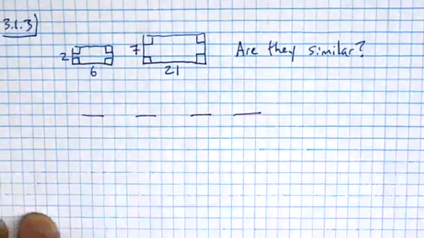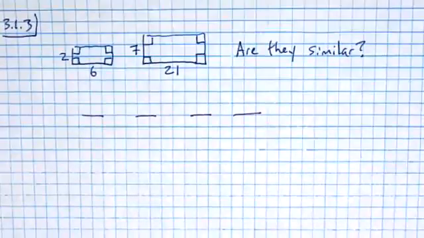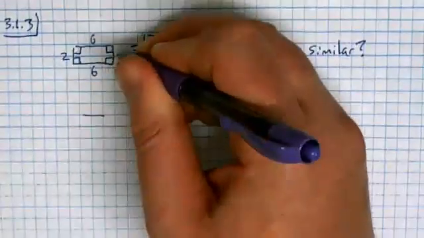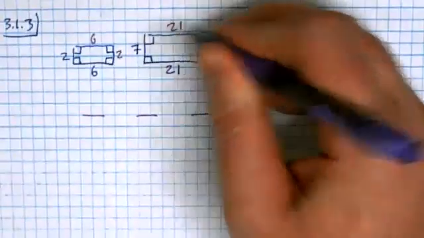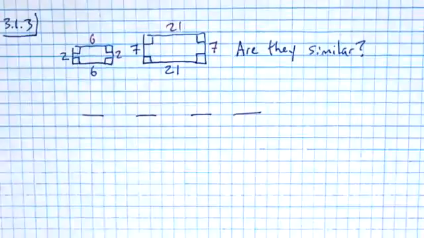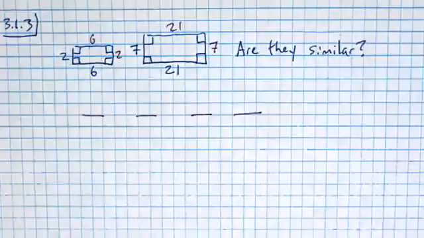Other nice thing about a rectangle, though, is that opposite sides are equal. Agreed? So that's also a 6, and that's also a 2. This is also a 21, and this is also a 7, which means when I write these fractions, 2 of them are going to be exactly the same, and the other 2 are going to be exactly the same. But I'm going to go ahead and write all 4 of them down because technically that's what we have to do to show that 2 things are similar.